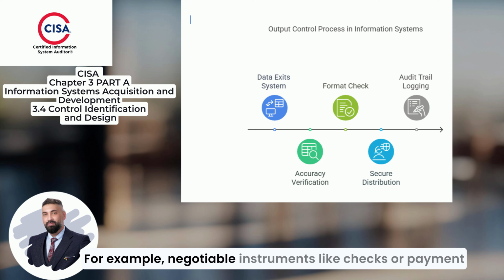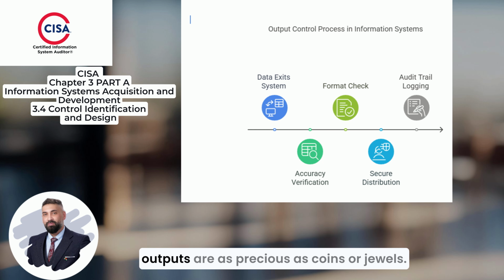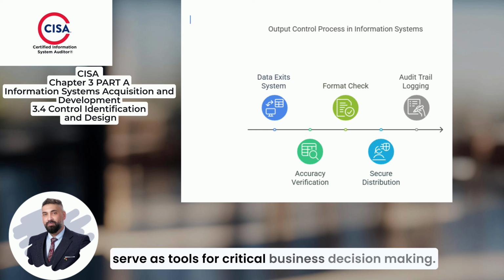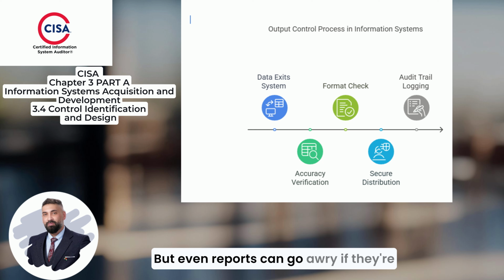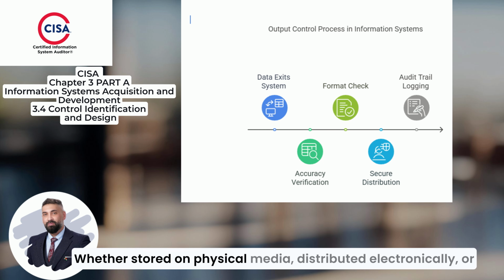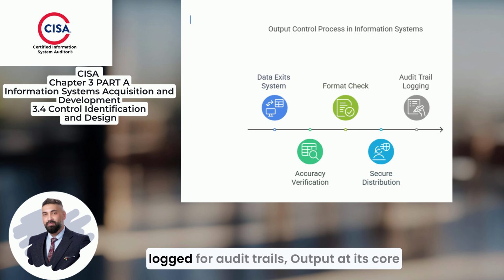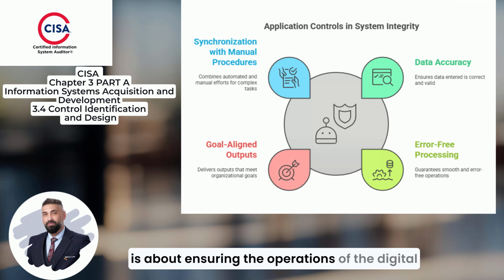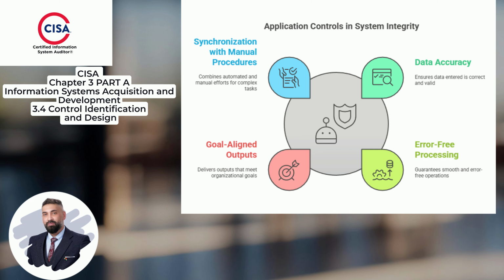For example, negotiable instruments like checks or payment outputs are as precious as coins or jewels. Systems log and verify these controls to ensure nothing is tampered with or misused. Reports, or the official record of the system, serve as tools for critical business decision making. But even reports can go awry if they're not cross-verified for accuracy and timeliness. And of course, the journey of output must always remain secure, whether stored on physical media, distributed electronically, or logged for audit trails. Output, at its core, is about ensuring the operations of the digital castle stand up to scrutiny when it comes time to show outcomes to the world.